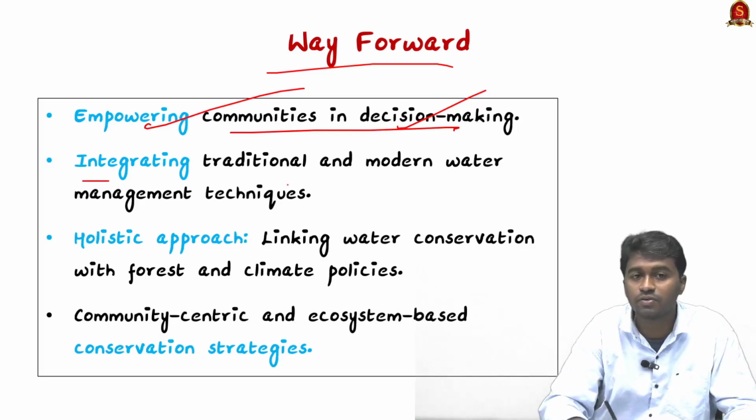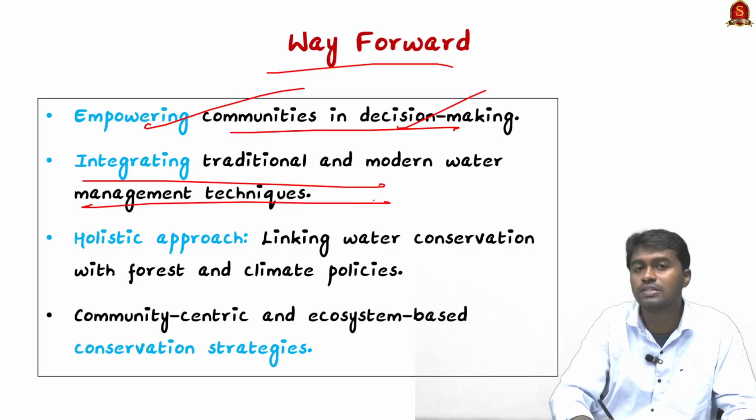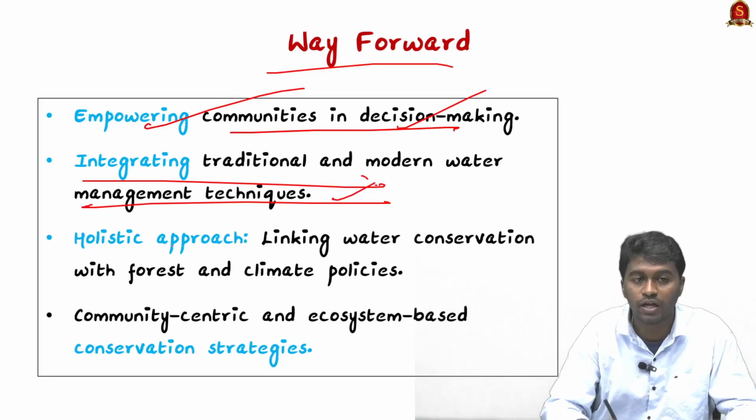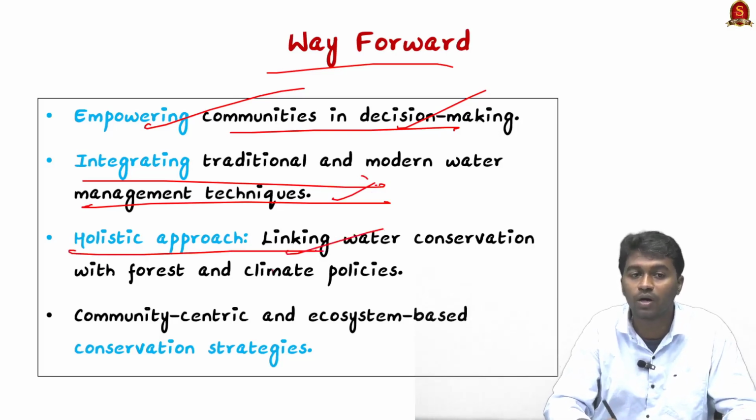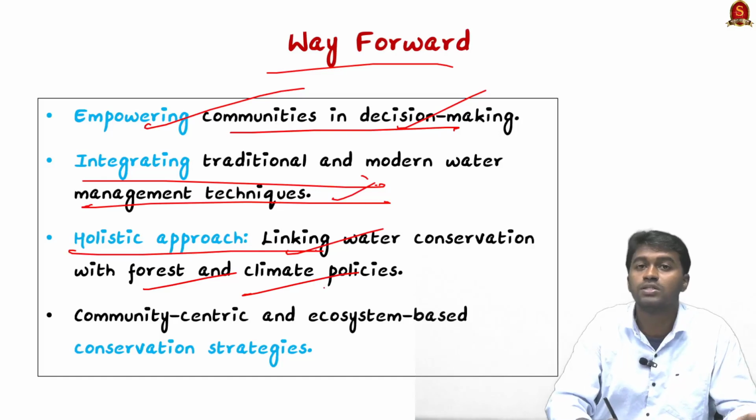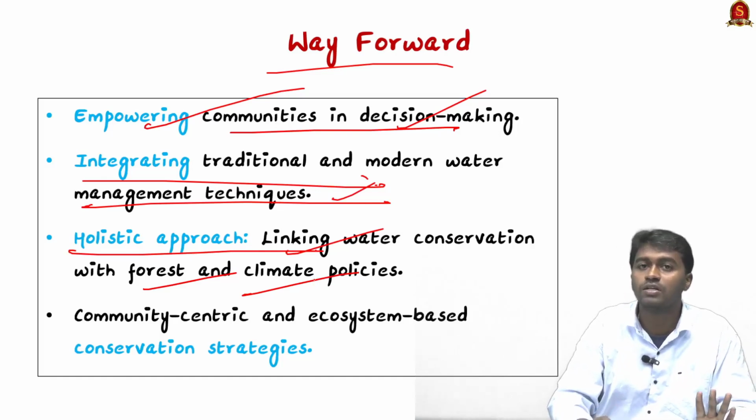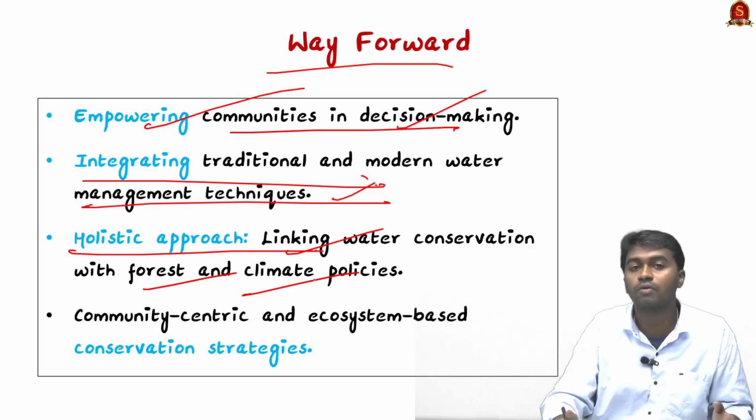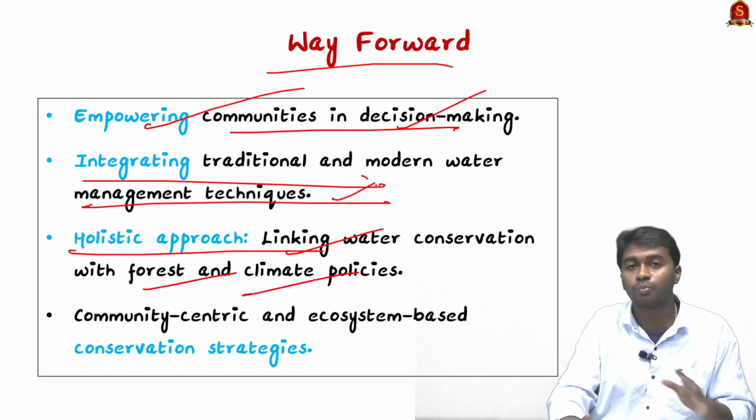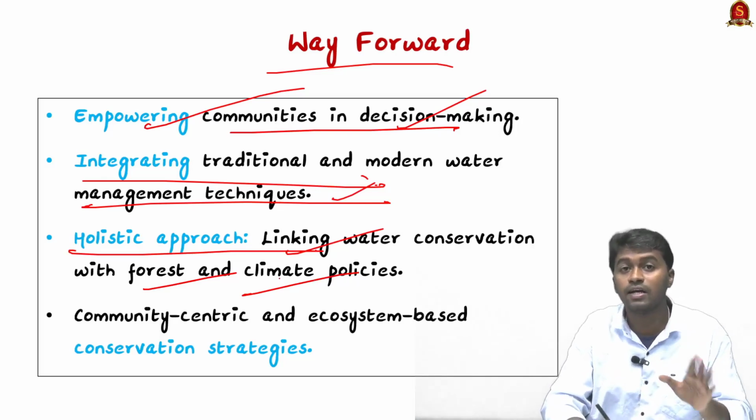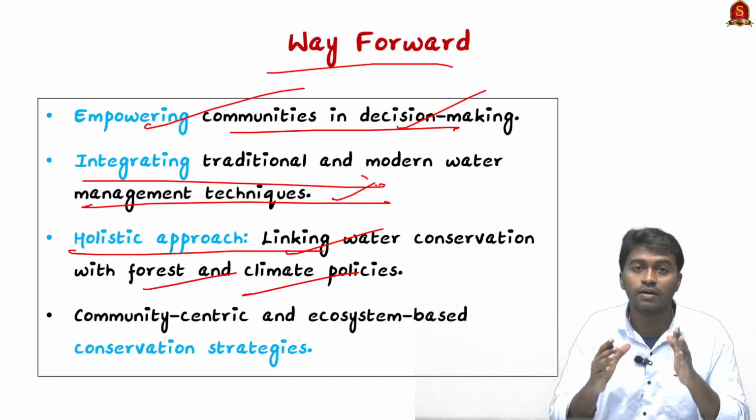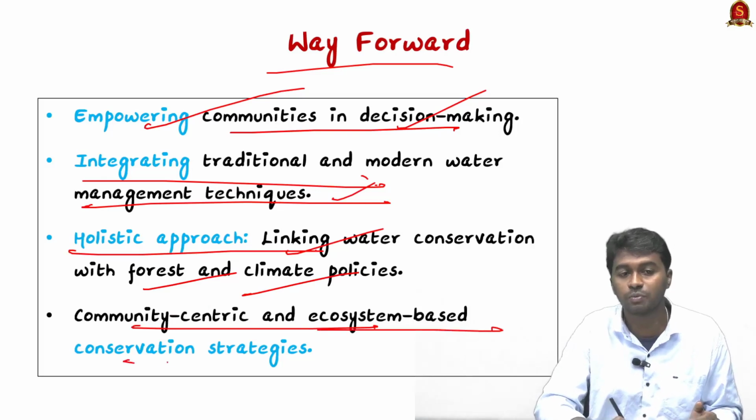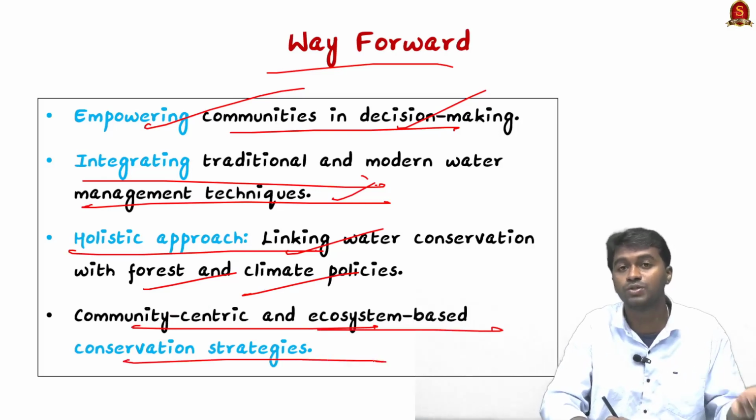And the next is integrating traditional knowledge and modern water management technology, which can effectively help in water conservation and management. And the next is a holistic approach, that is, linking water conservation with forest and other climate policies and other factors of the climate. Like I mentioned, instead of going for separate management of forest, land, biodiversity and soil, we can frame a holistic framework to protect everything, one that accepts the interdependence of all these factors. And the next is community-centric and ecosystem-based conservation strategies. That means we have to go beyond the human-centric approach.